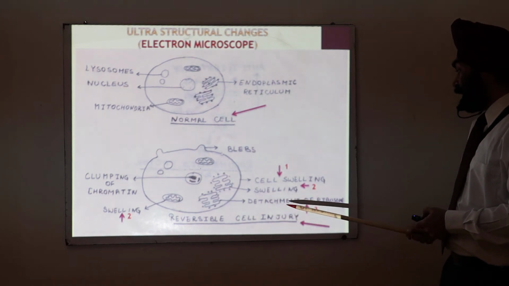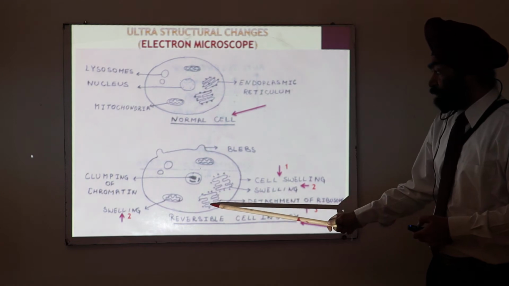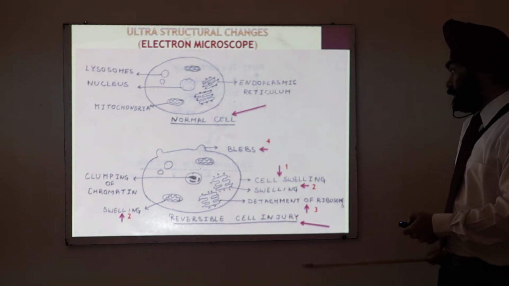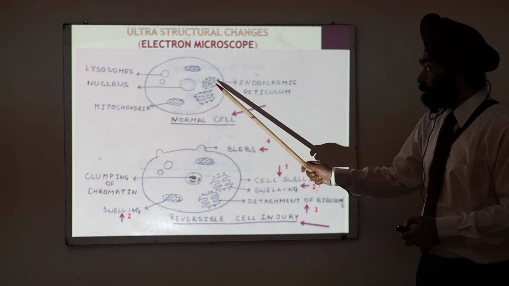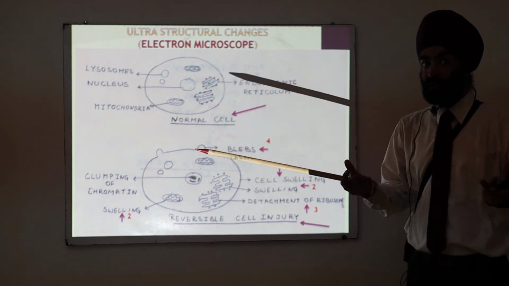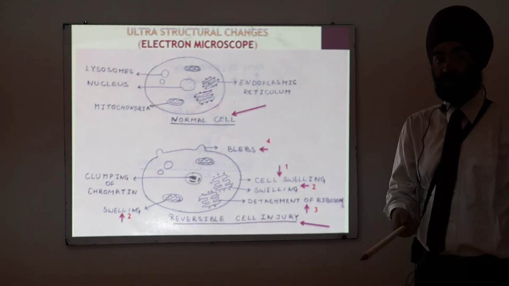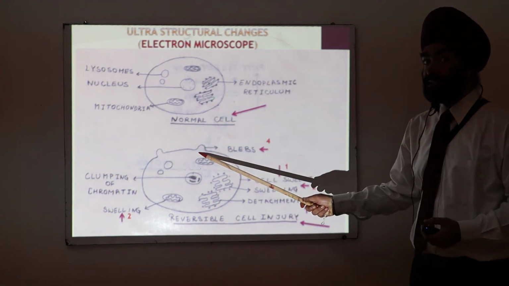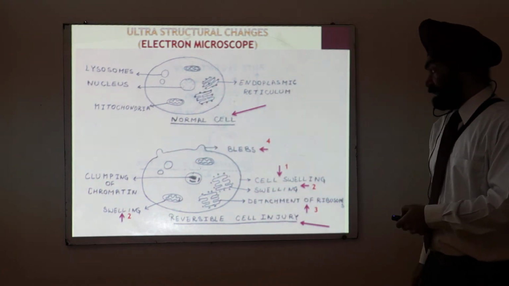Now, detachment of ribosomes. I discussed this in the previous lecture also. Ribosomes are normally attached, but here ribosomes are detached. Fourth one, blebs. Blebs are changes in the plasma membrane because the water has accumulated. The membrane tends to bulge, so these bulges that appear in the plasma membrane are called blebs. This is another morphological change.